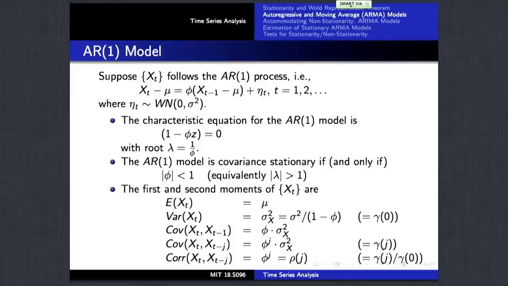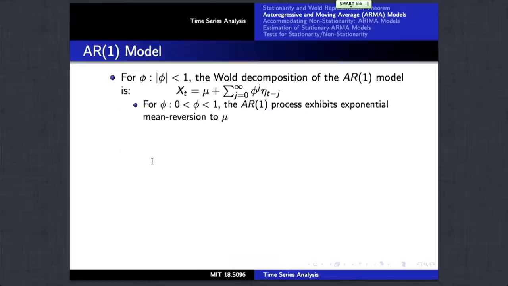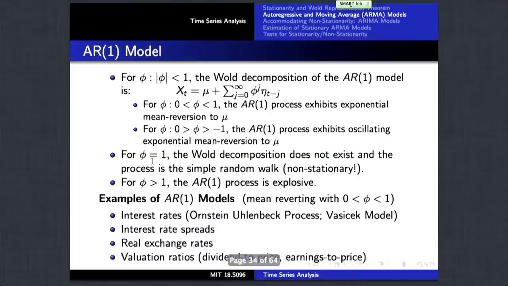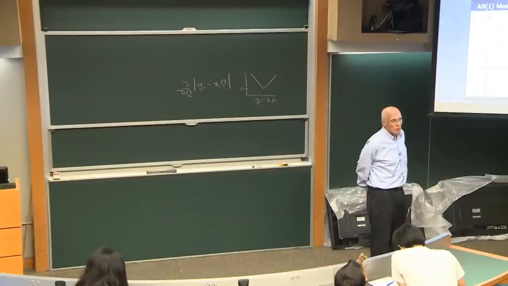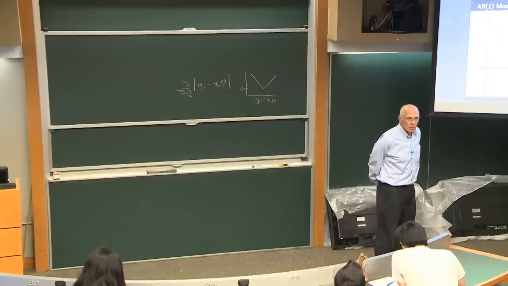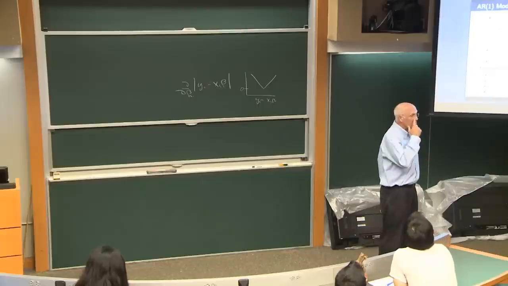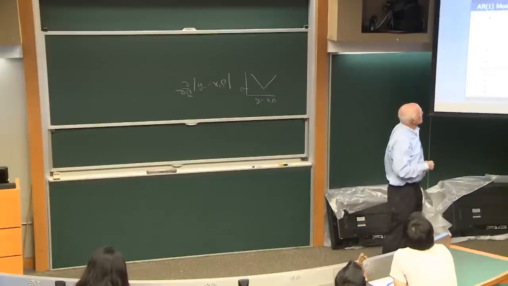All right, so let's just go through these cases. If phi is between 0 and 1, then the process experiences exponential mean reversion to mu. So an autoregressive process with phi between 0 and 1 corresponds to a mean reverting process.